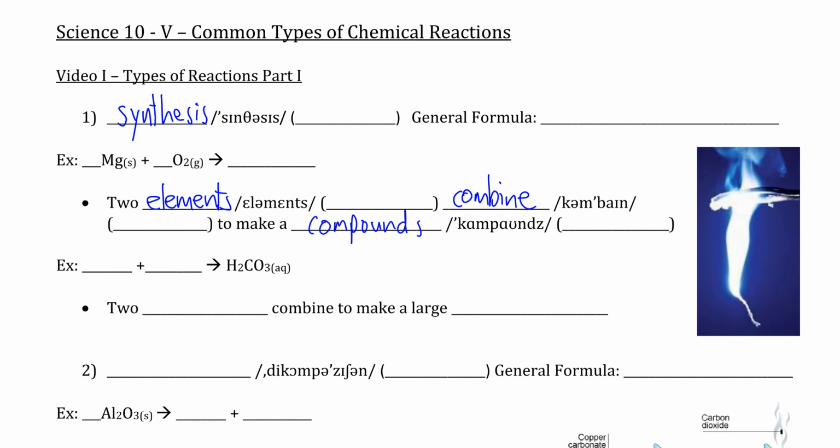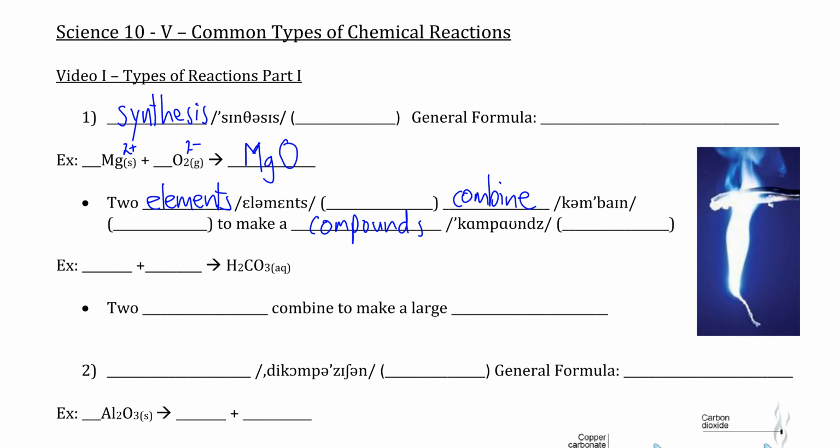So if we take a look at this synthesis reaction, we have magnesium reacting with oxygen, which is going to give us magnesium oxide. So the way that we find out the chemical formula, remember when we talk about ionic compounds, is we know that magnesium is going to have a charge of +2 when it forms an ion because it loses 2 electrons, while oxygen is going to have a charge of -2 when it becomes an ion because it's going to gain 2 electrons.